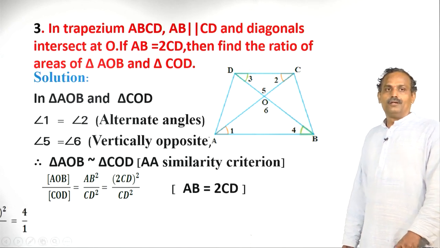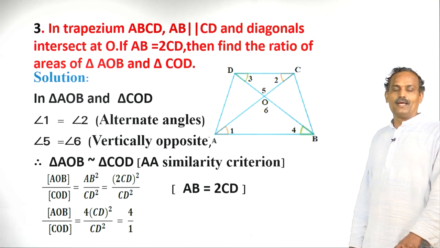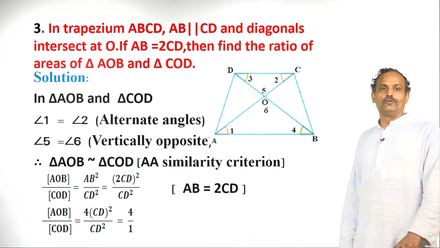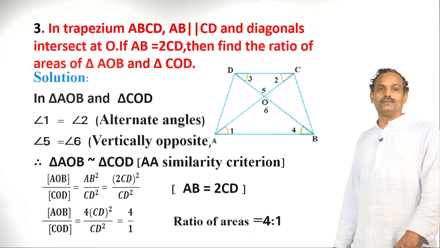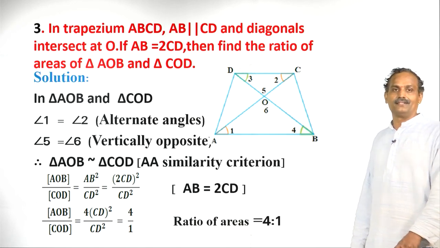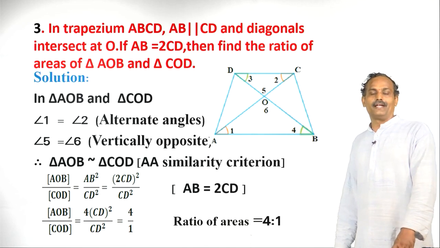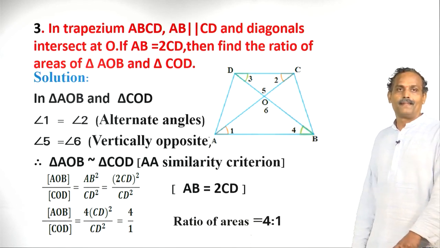On simplifying, area of triangle AOB by area of triangle COD is equal to 4 CD square by CD square. Which is nothing but 4 by 1, as CD square and CD square get cancelled. Therefore, the ratio of the areas is 4:1. So let us move to the next problem.